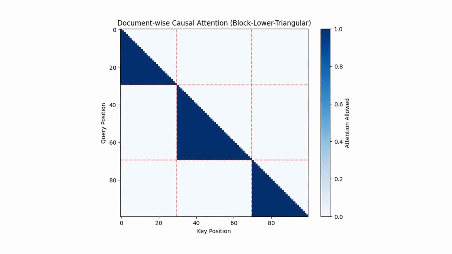The document-wise causal attention is working correctly. The visualization shows block-lower triangular patterns where each document has its own causal mask. This allows efficient training on multiple sequences without cross-contamination.